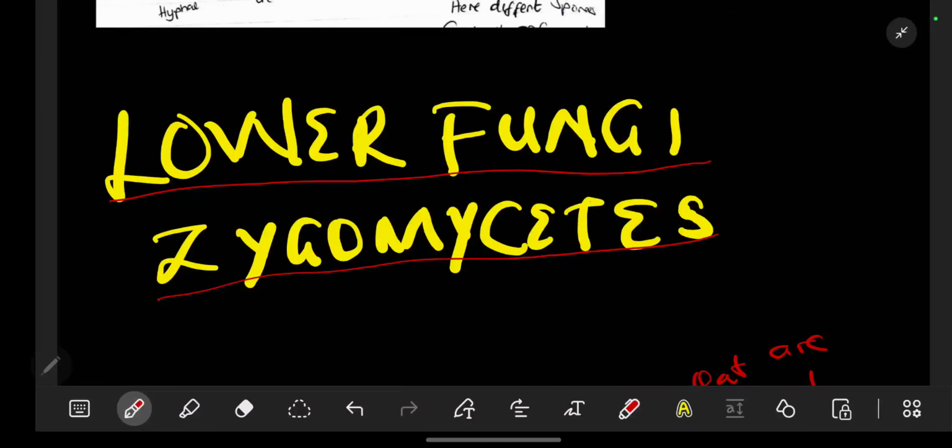So here today we are going to be looking at lower fungi. Fungi is grouped into what we call lower fungi and higher fungi. Here we are going to be looking at the first lower fungi, which is Zygomycete. In another video we'll look at Mycete. So now, what is Zygomycete?